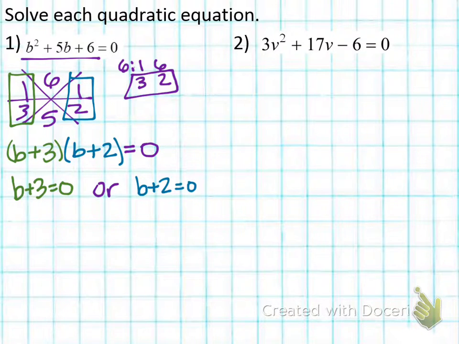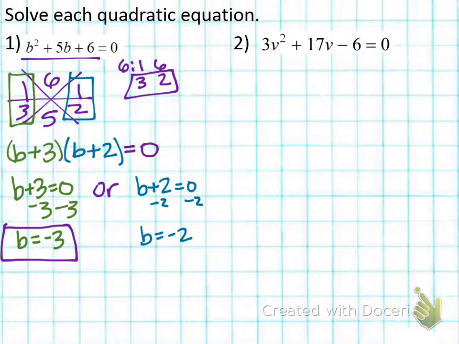And then I'm on to step number 4, which is to solve for the variable in each of these equations. The green equation, I do that by just subtracting 3 from both sides, so I get b equals negative 3. And in the blue equation, I get that by subtracting 2, so I get b equals negative 2. So those are my two answers here.